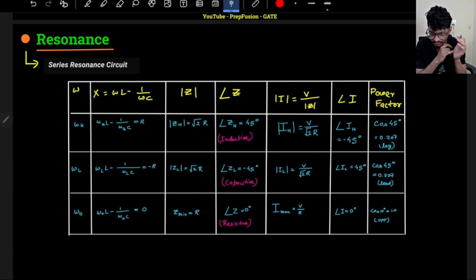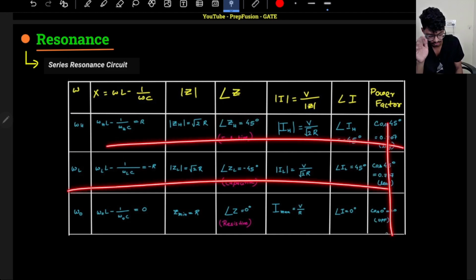And what is the phase? I discussed it, right? For omega L, it is capacitive behavior, so the impedance angle will be minus 45 degrees. For omega H, it will be inductive behavior, that's why it will be plus 45 degrees. That's it. So from here you can go through the conclusion, power factor, all those things.